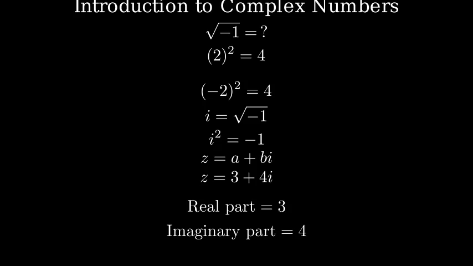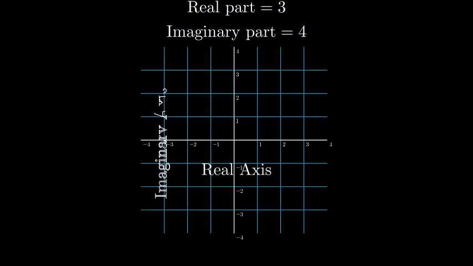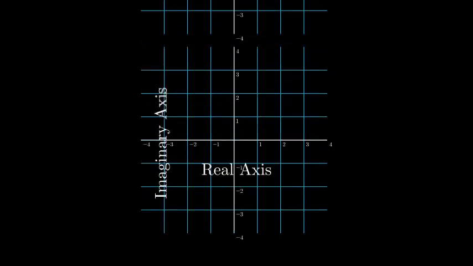imaginary part. One of the most elegant ways to understand complex numbers is through the complex plane. Unlike real numbers that lie on a single line, complex numbers exist in a two-dimensional plane. The horizontal axis represents the real part, and the vertical axis represents the imaginary part. Let's plot a few complex numbers on this plane.